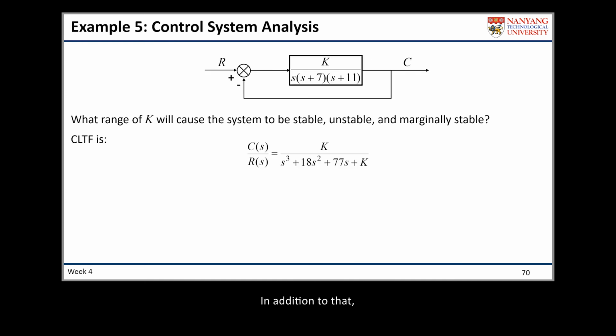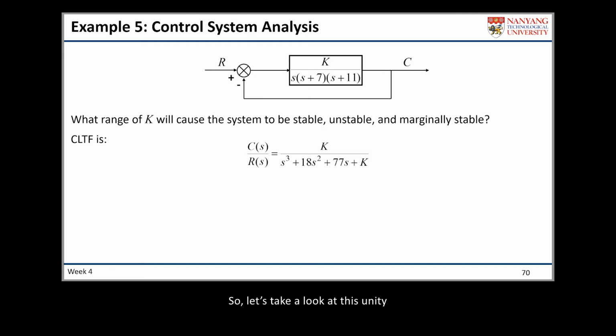In addition to that, I will share with you another thing here. In addition to using the Routh-Hurwitz analysis to check stability of a system, you can also use this Routh-Hurwitz technique to define the range of gain in your system that will cause instability in your system. What do I mean by that? Let's take a look at this example.